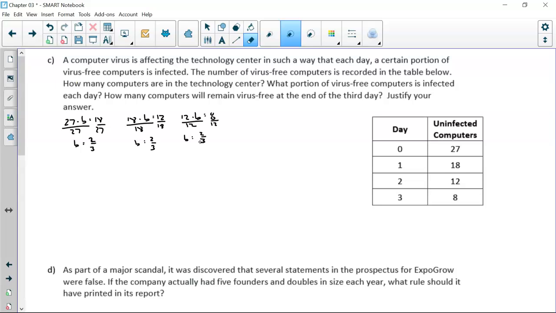So now if we look at the questions, how many computers are in the Technology Center? We have 27 computers total. You can see that at term 0. What portion of the computers is infected? Now, we have 2/3 uninfected. So that means 1/3 is infected.